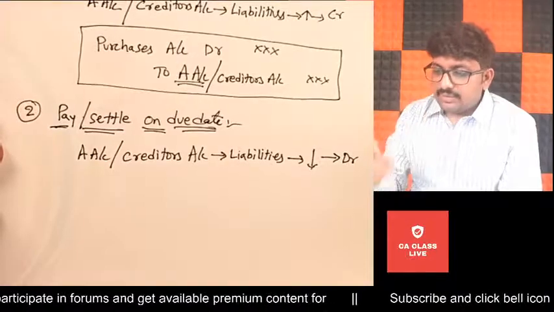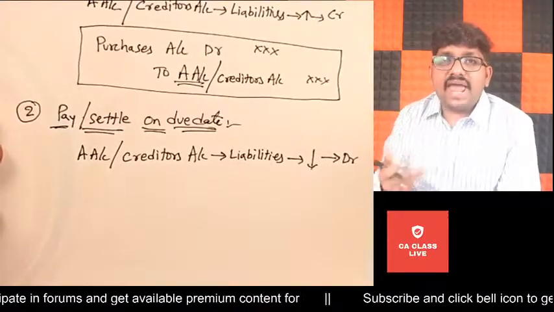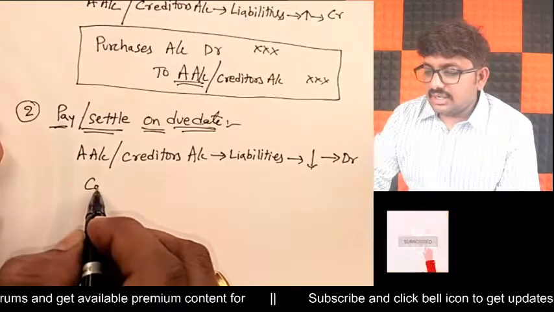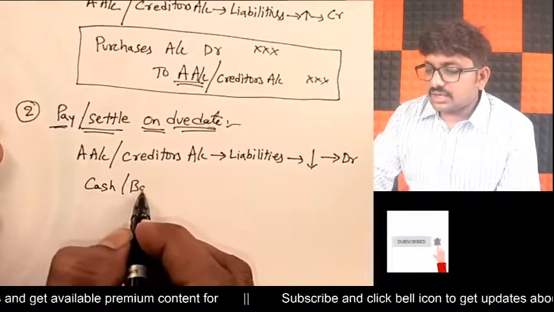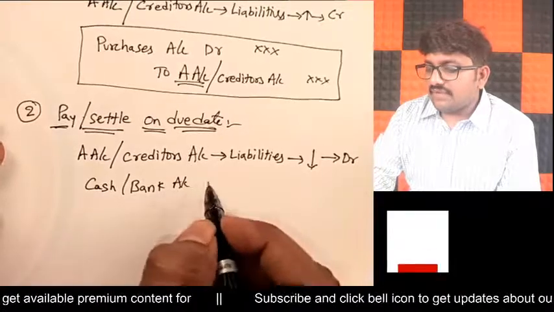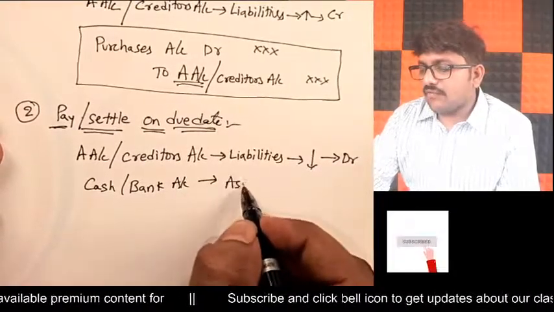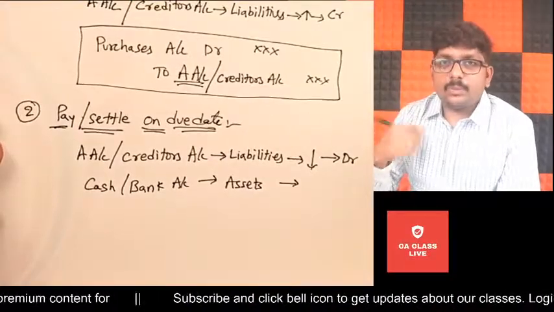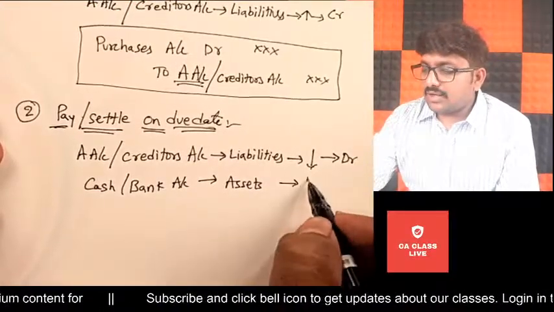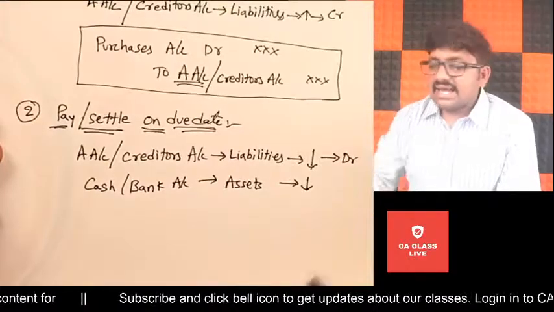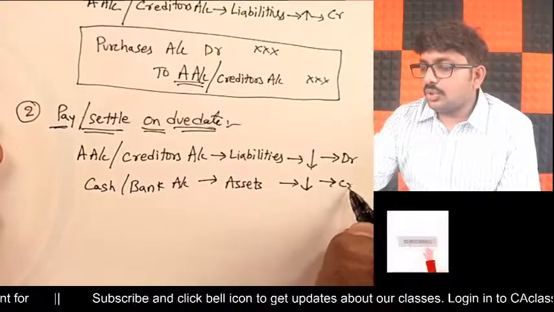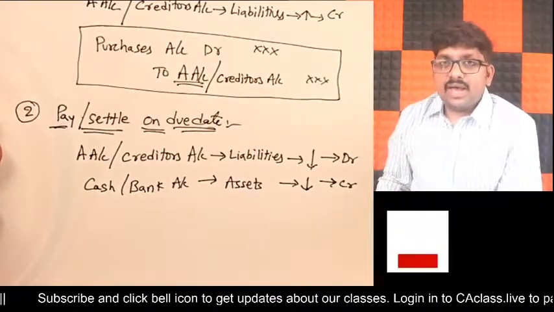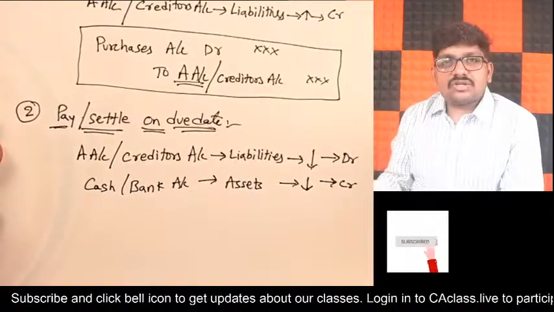Similarly, now you are paying. When you pay, your cash or bank account will be affected. So what will be the journal entry? Which account will be affected? Cash account or bank account. Cash or bank is a part of where? My assets. When you pay cash or bank, your cash or bank balance will decrease. What you should do? Credit. Obviously you have to credit it.